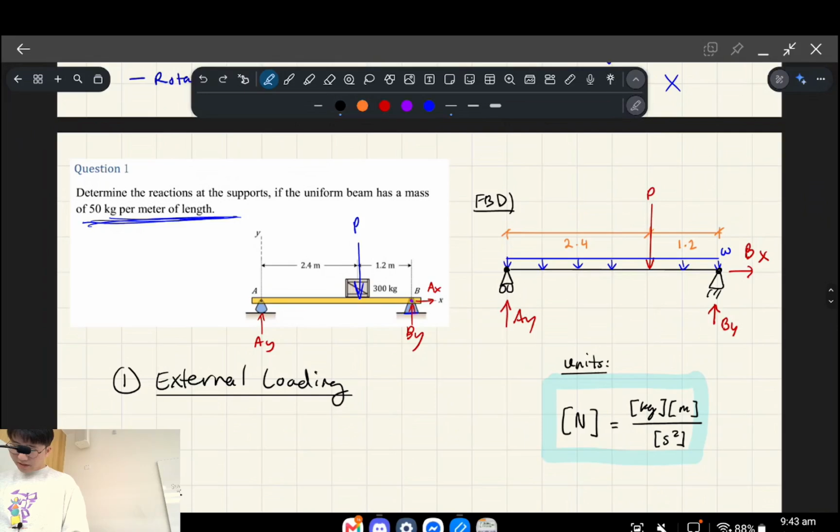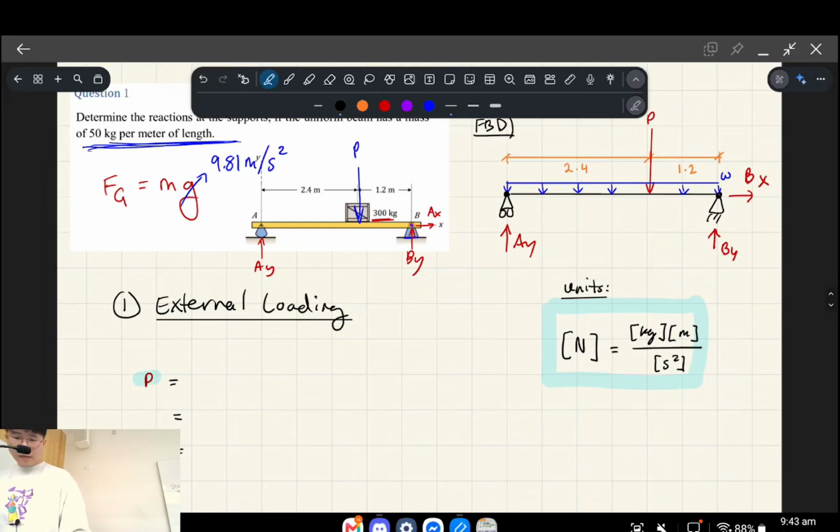Okay, so now we have to convert our masses into forces, right? And we know the force of gravity is equal to mass times acceleration due to gravity, where we're going to consider acceleration due to gravity as 9.81 meters per second squared, so that we can essentially convert mass to a weight force, like so. I'm just going to get my notes up on my phone so I don't have to do the calc in my head. All right.